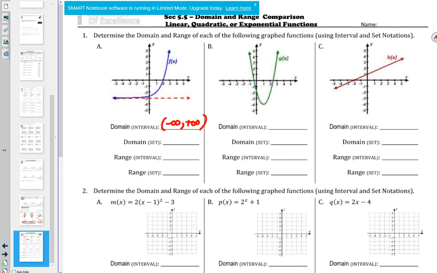How would I write that in set notation? Well, set notation really means you're supposed to write x with braces, but really it means you're supposed to use inequalities. So the way that you would write that is x, negative infinity is less than x is less than positive infinity. That's how you write it in set notation with braces.